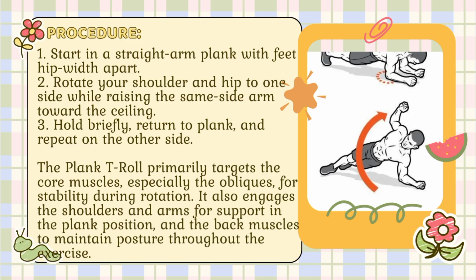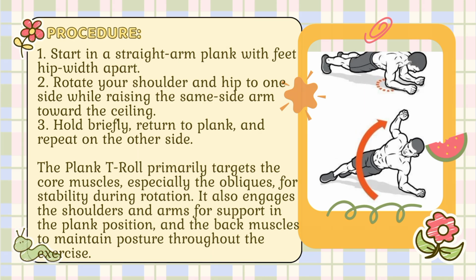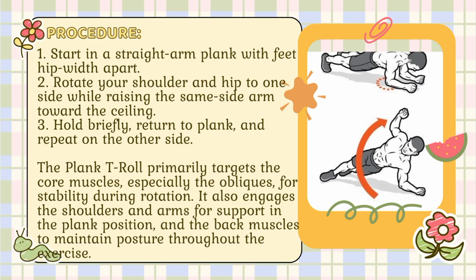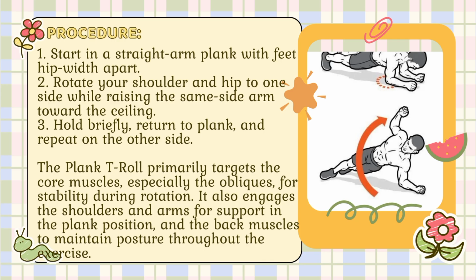The plank T roll primarily targets the core muscles, especially the obliques for stability during rotation. It also engages the shoulders and arms for support in the plank position and the back muscles to maintain posture throughout the exercise.